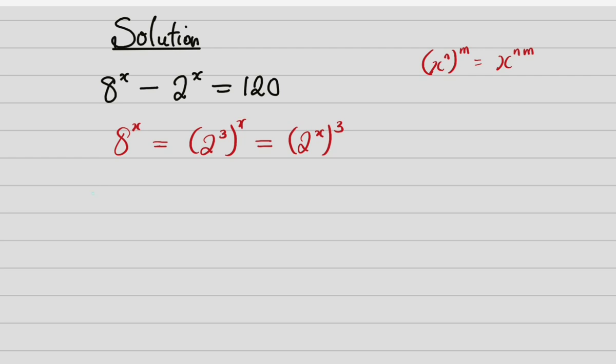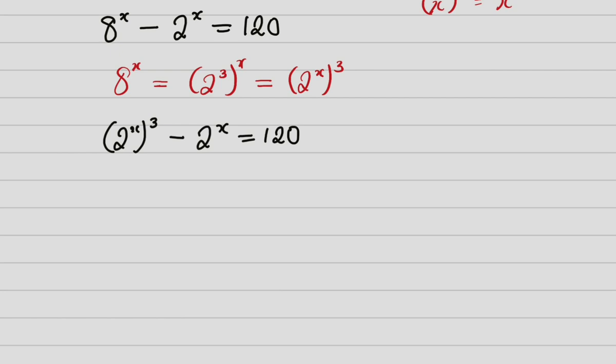Then I will replace it, so that I'm going to have 2 raised to power x, all raised to power 3, minus 2 raised to power x is equal to 120. Now, having this, I need to reduce the ambiguity of this question. I need to make it simpler. Okay, I'm going to do that by substitution, by mere substitution.